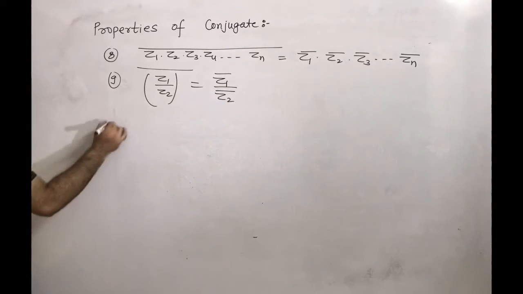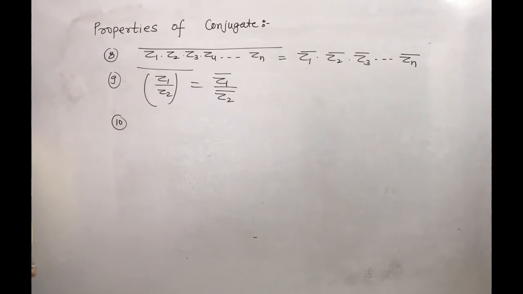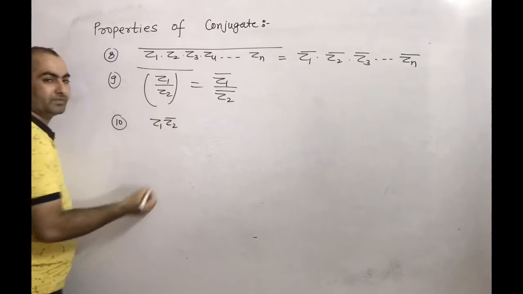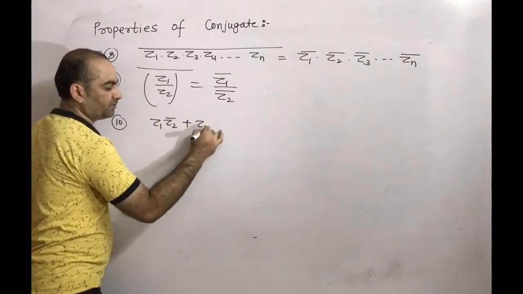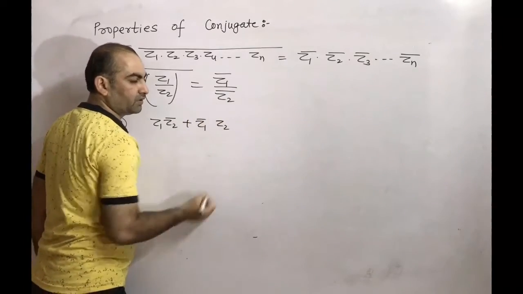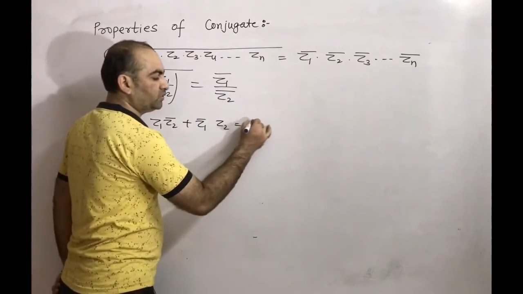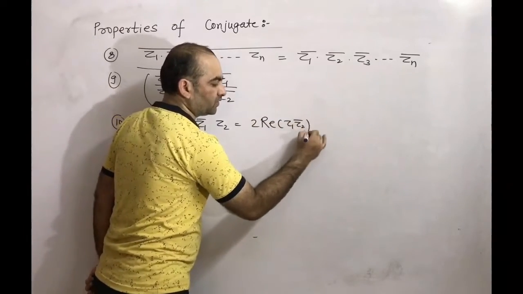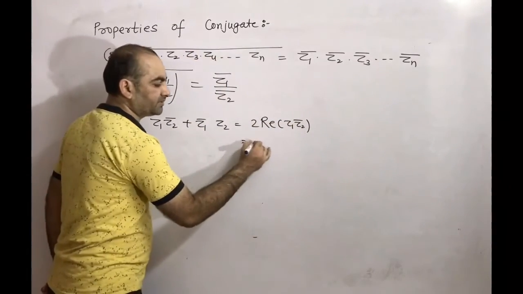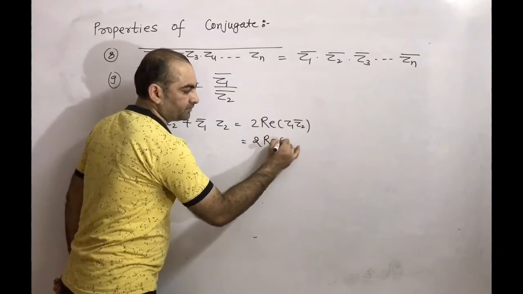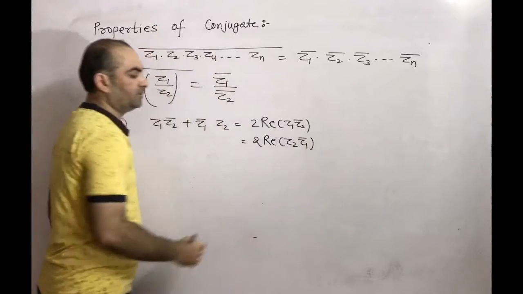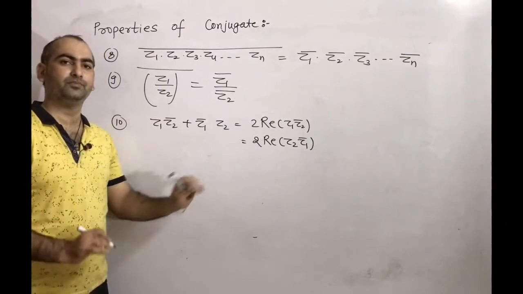Next property is what? Property number 10. If we have z1 z2 bar plus z1 bar z2, okay, this one we can write what? 2 times real part of z1 z2 bar, or we can write 2 times real part of z2 z1 bar. Okay, both are equal. Now proof.